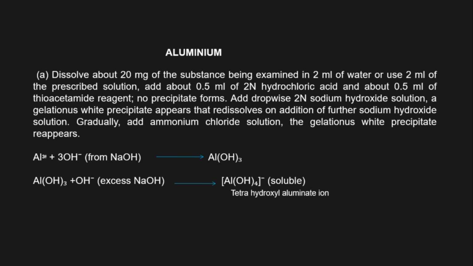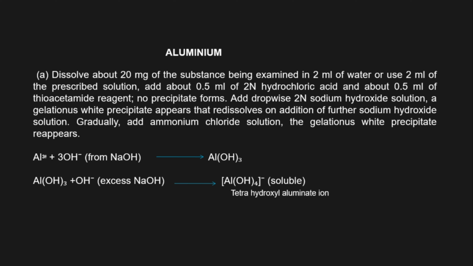Cations. Here we will discuss the cations only. So, the first cation which we have to discuss is aluminum. The identification test for aluminum begins with the first identification test, that is, dissolve about 20 mg of the substance being examined in 2 ml of water or use 2 ml of the prescribed solution.